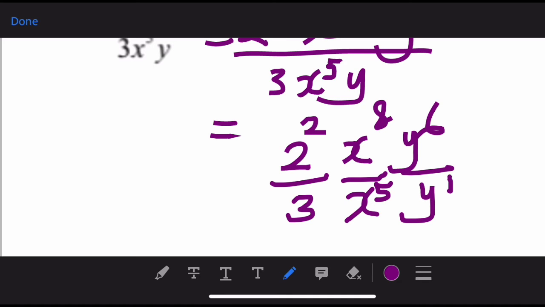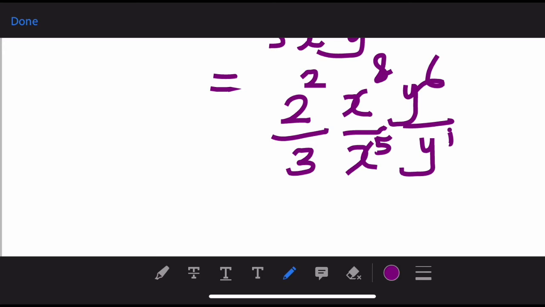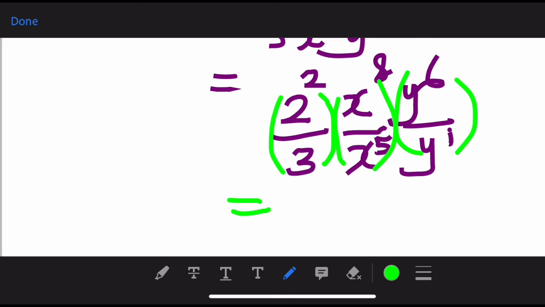So we are going to simplify. If you want to put the bracket like this, okay, fine, no problem. Okay, so finally it is 4 over 3. Okay, let me change to then x^5 down there, right?